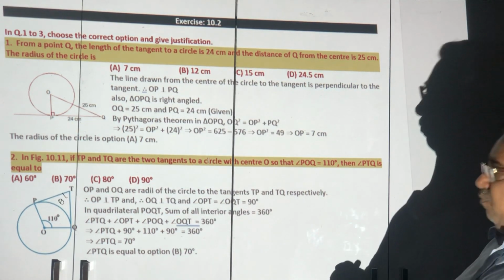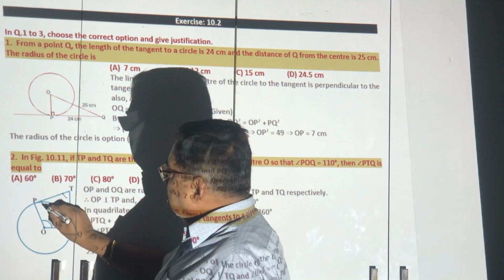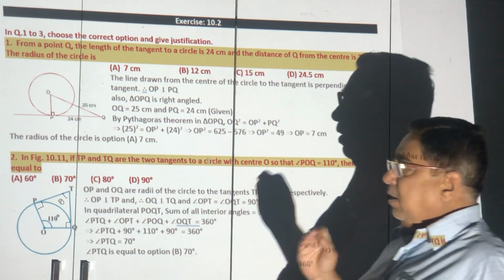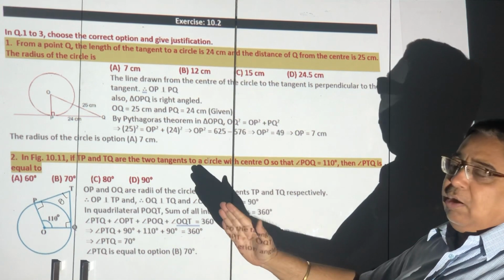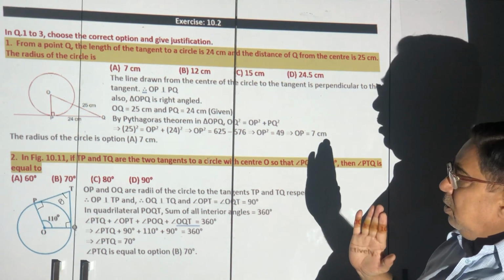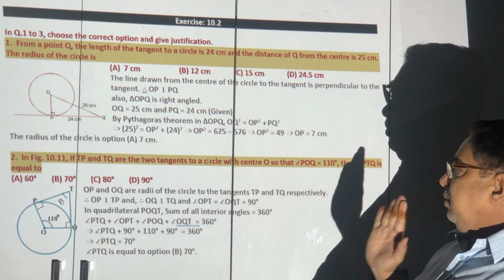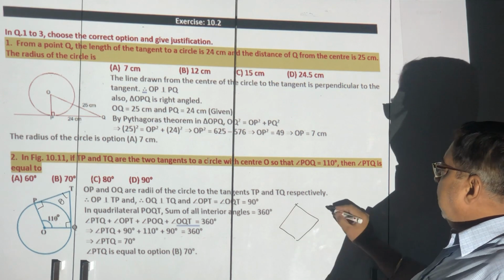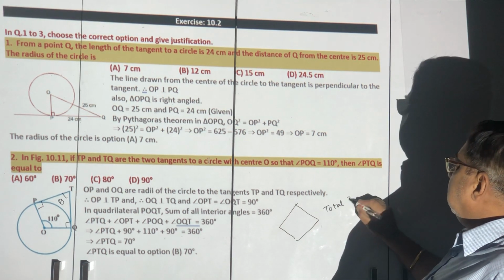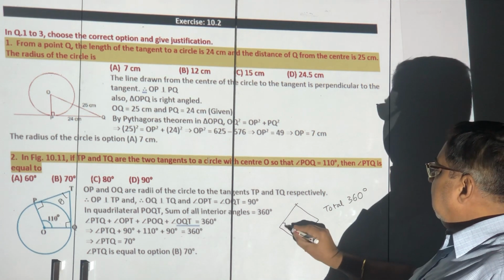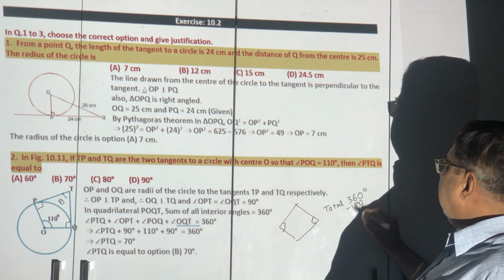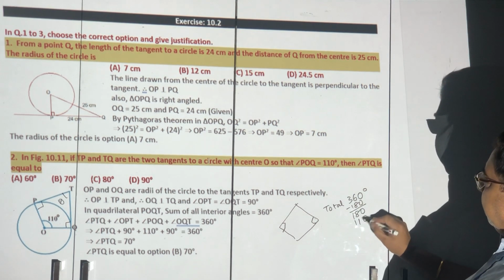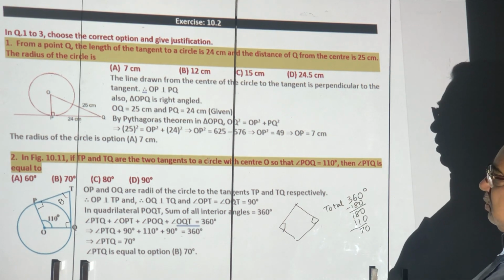So let us start. First, a tangent and radius are always perpendicular to each other. Tangent-radius perpendicularity theorem: a tangent is always perpendicular to the radius at the point of contact. So I already have 90 and 90. Now, my friends, you know that this is a quadrilateral and the total is 360 degrees. I already have 90 and 90, so I minus 180 from it. I get 180 left. And one is already 110. So my friend, 70 is the answer.